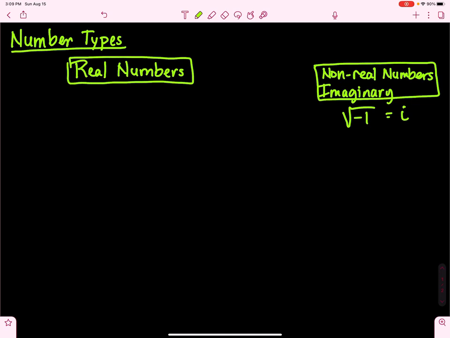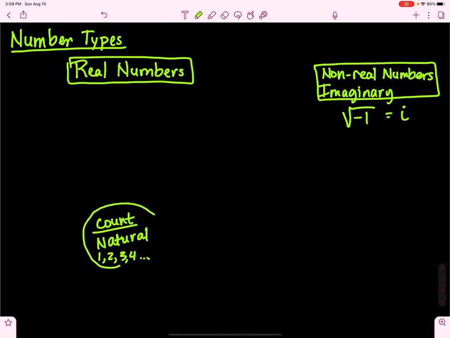When you first learn your numbers, you learn to count, right? So your counting numbers, also known as your natural numbers, well, you start to count with what? 1, right? So you go 1, 2, 3, 4, etc. So your counting numbers or your natural numbers, that's always where we're going to start, right here.